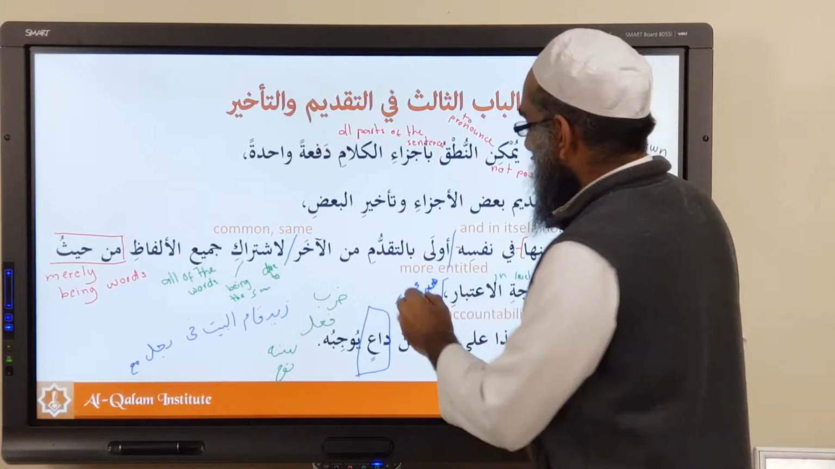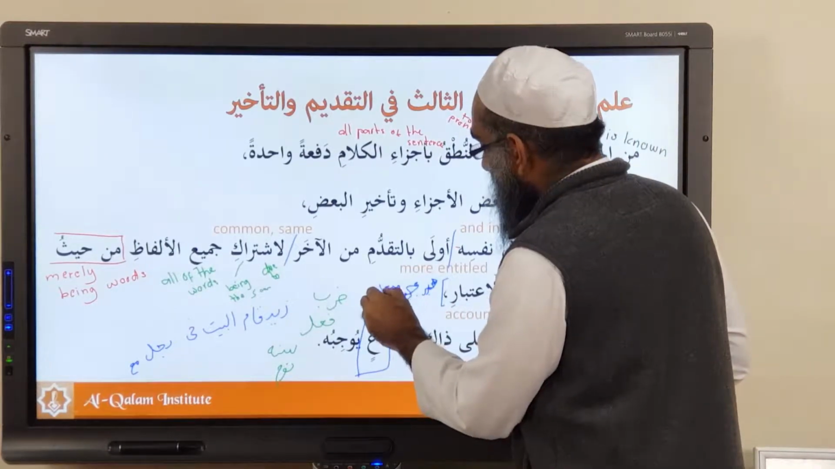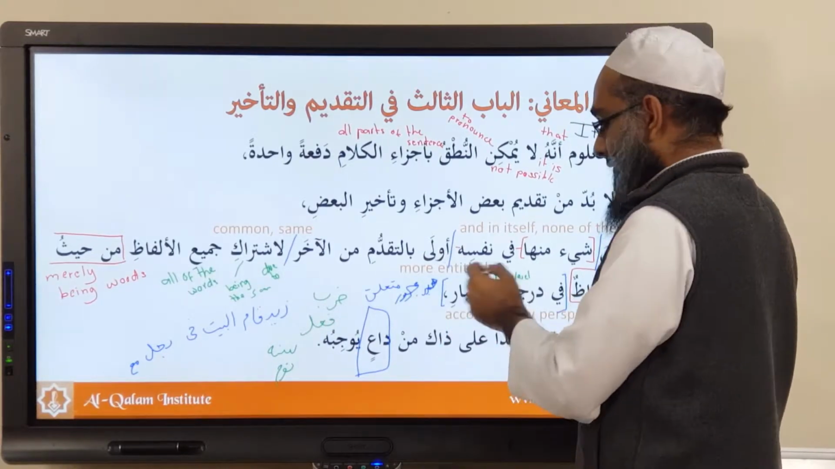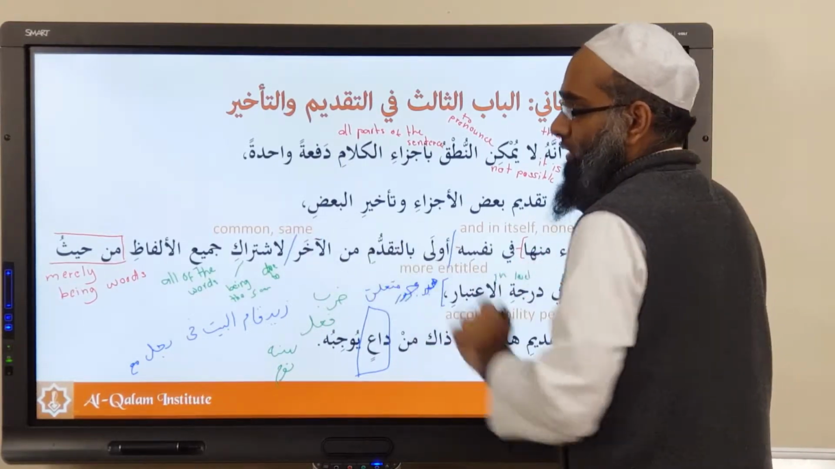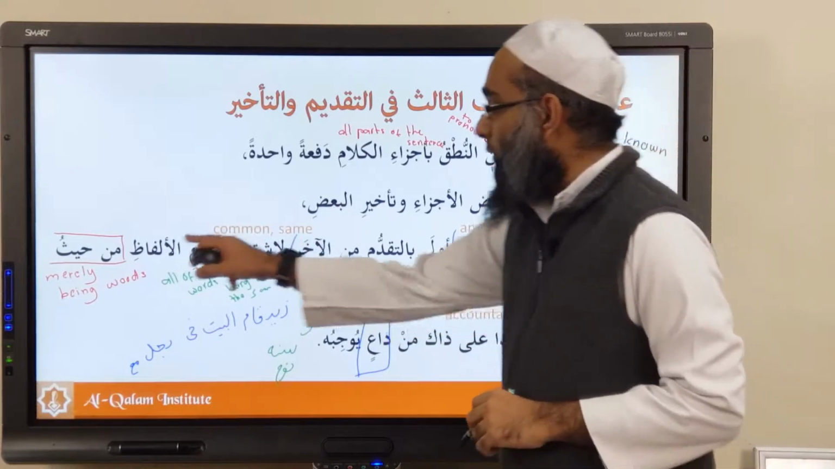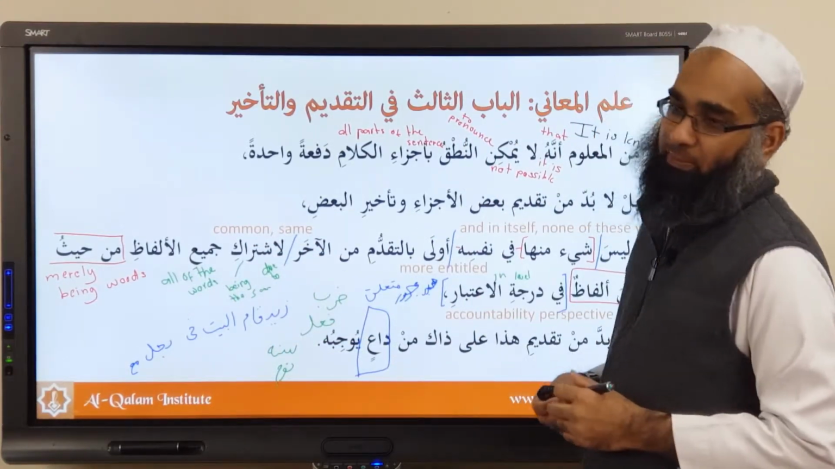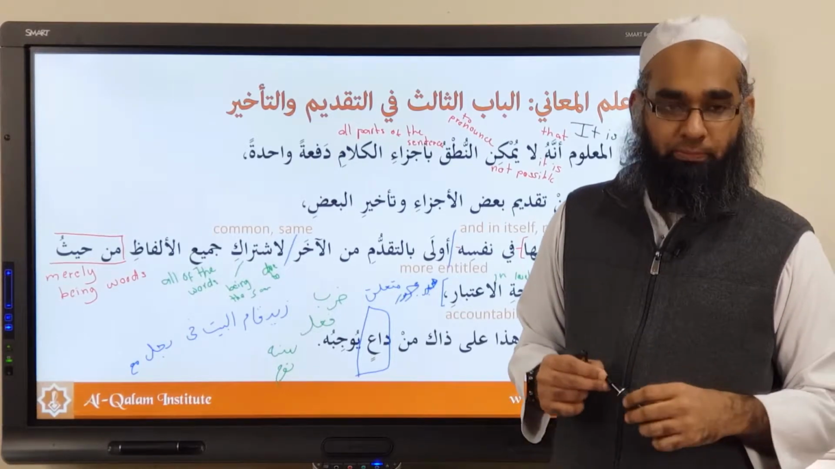Or majroor, this is, sorry, not majroor, this is the muta'alliq of ishtirak. My mistake. This is not the muta'alliq, it's not the majroor, it's the muta'alliq of ishtirak. So due to all of the words being the same in level. Do you get what I'm trying to say?